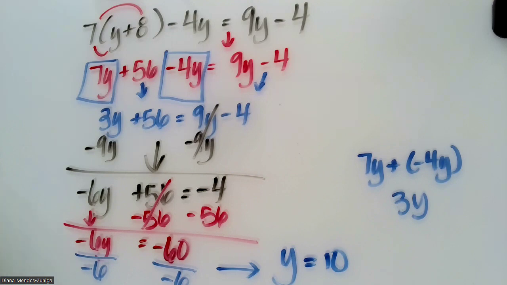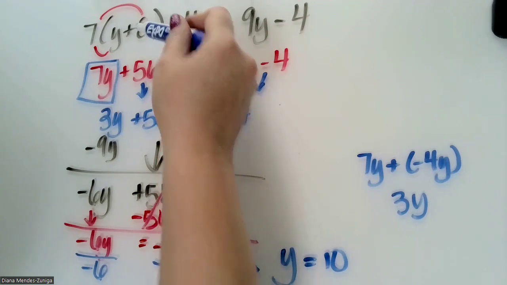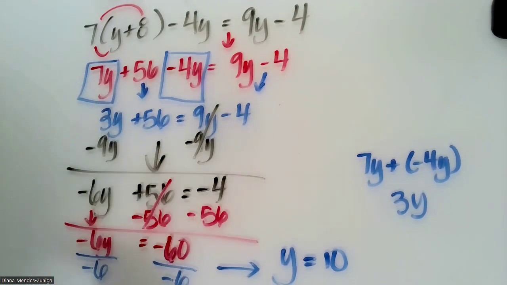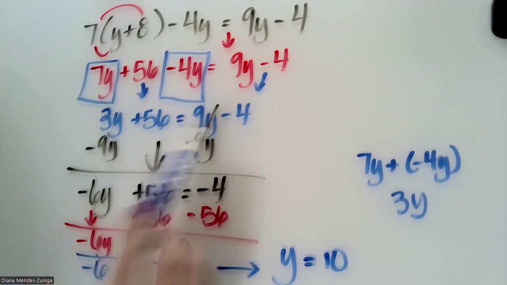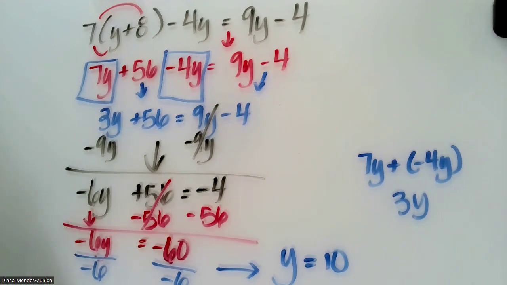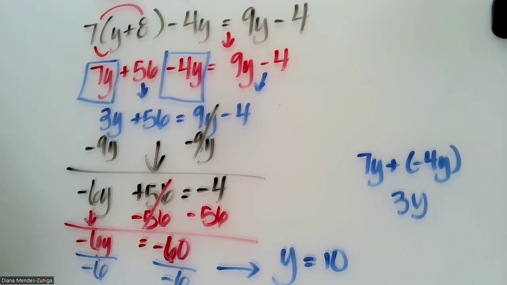Now this involved a little bit of everything. You had some distribution right here. You also had some combining like terms, and you also had variables on both sides. This is typically the hardest they get, although you can have some fractions and things like that in there. But this is the typical process for something like this that involves all three of those extra steps.